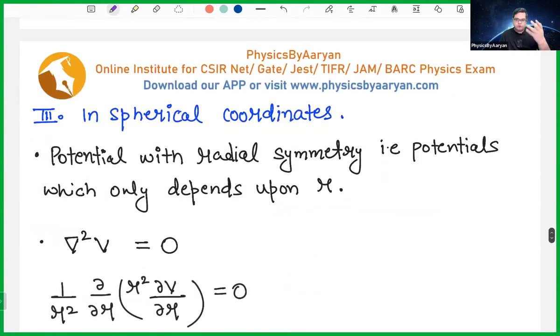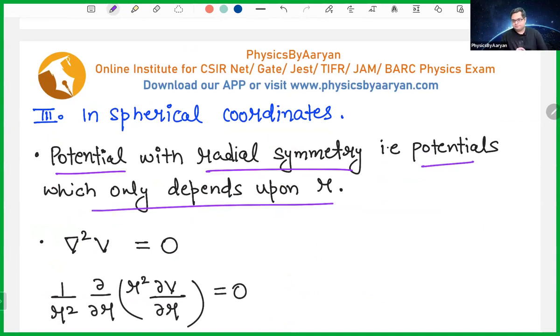So now we should go for the spherical polar coordinate. What if the potential has a radial symmetry? If the potential has a radial symmetry, basically that means the potential only depends upon the value of r. If you change the value of r, the potential will change, otherwise it will not change. So then what kind of solution do we have?